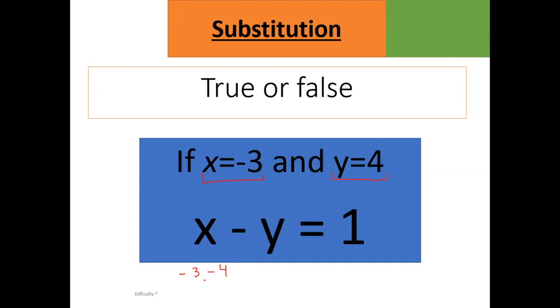Okay, so we have negative 3 for x and y is 4. So that gives me negative 3 minus 4, which is negative 7. I did it wrong the first time. Yeah, I actually made it tricky on purpose.